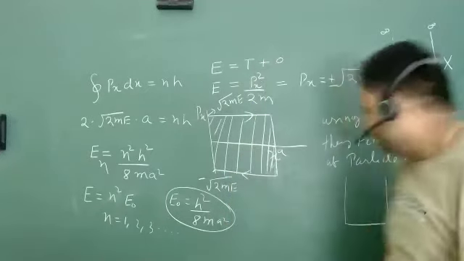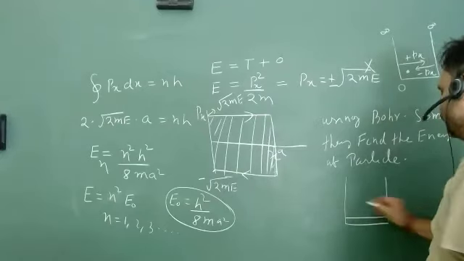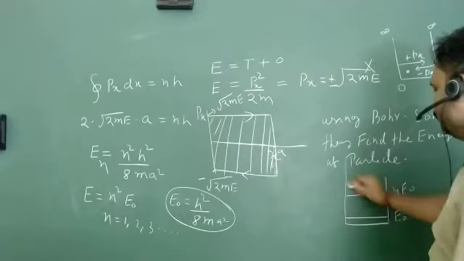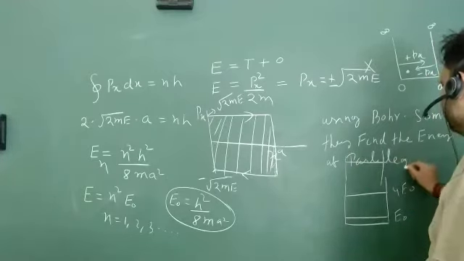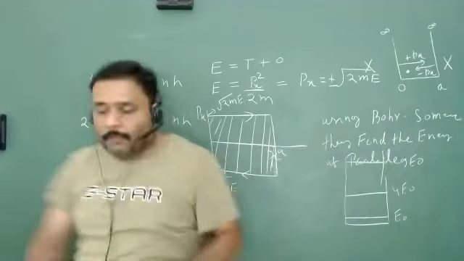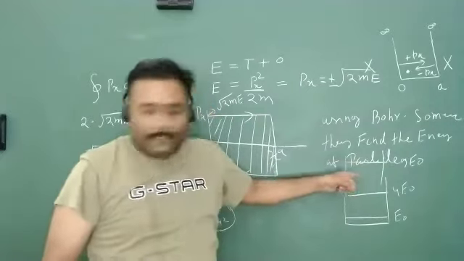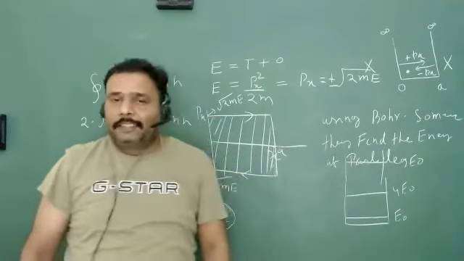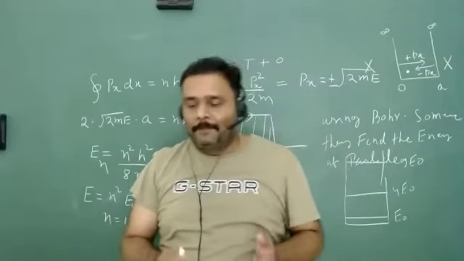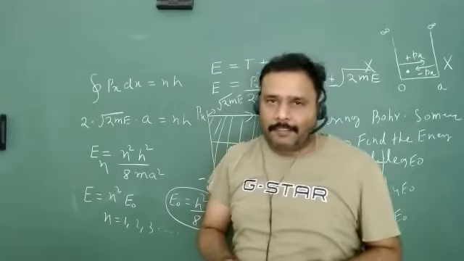You will get exactly the value either E naught, the next value is 4 E naught, and the next value is what? 9 E naught, isn't it? So the particle will have either E naught level of energy, or 4 E naught, or 9 E naught, or 16 E naught. So you can find that energy is quantized even for a particle in a box.